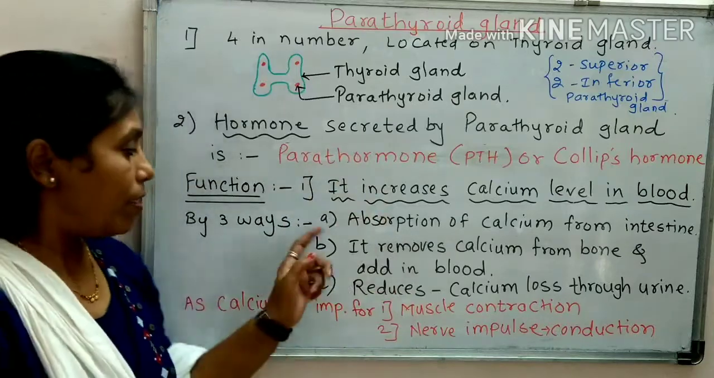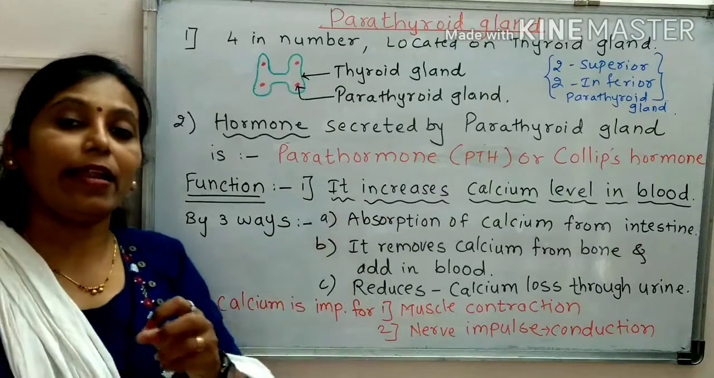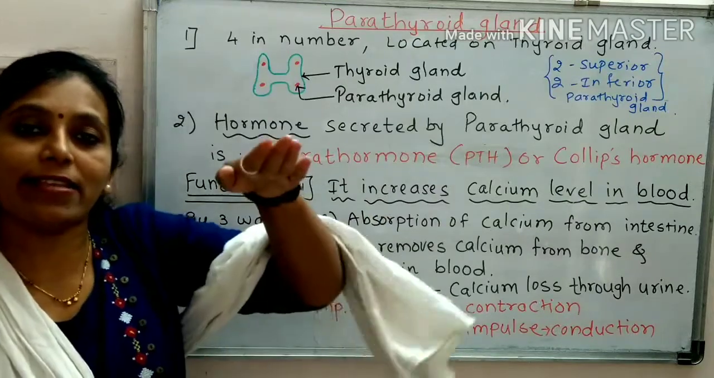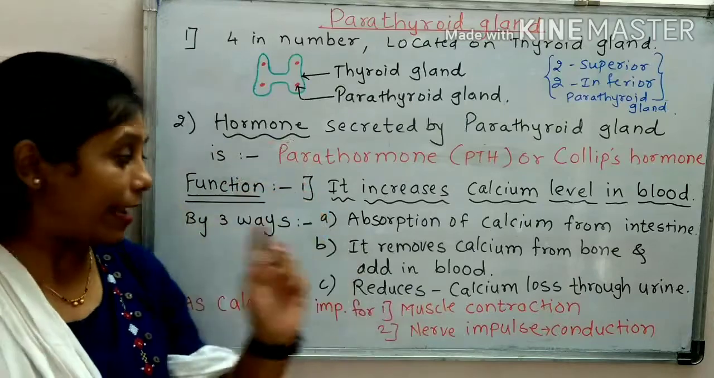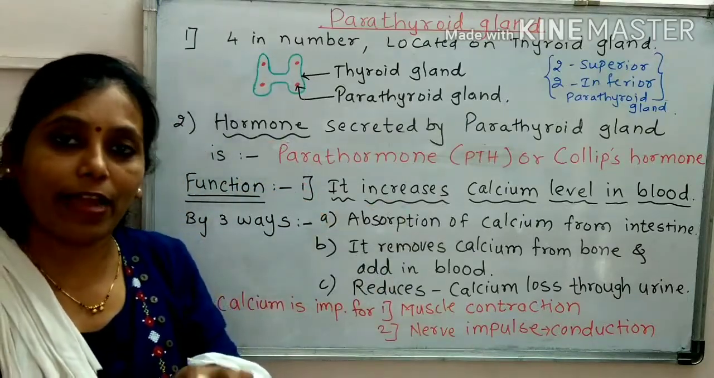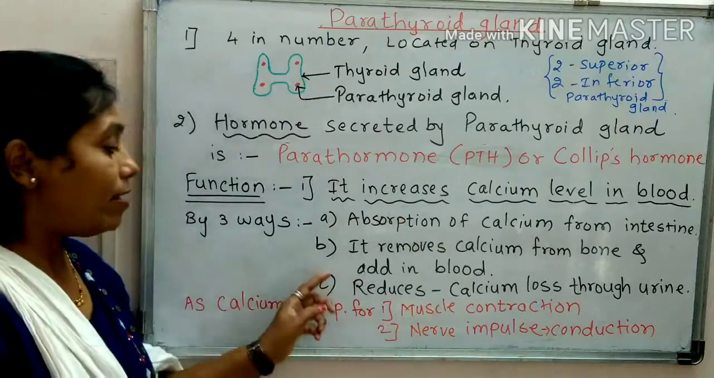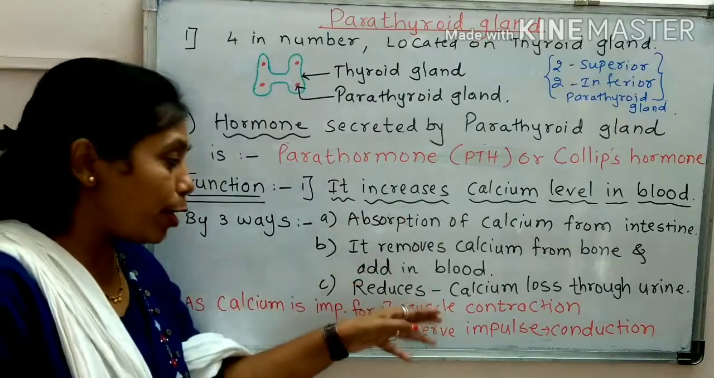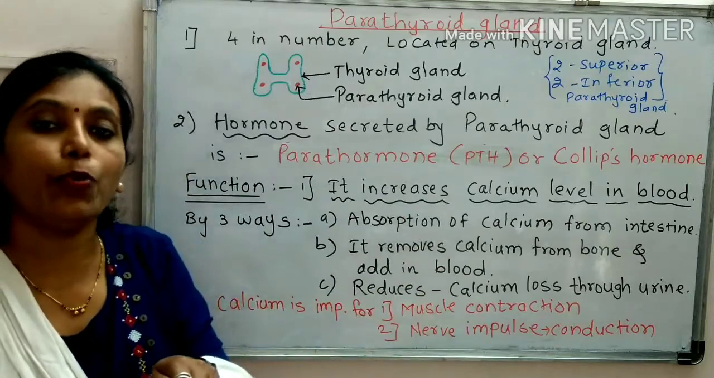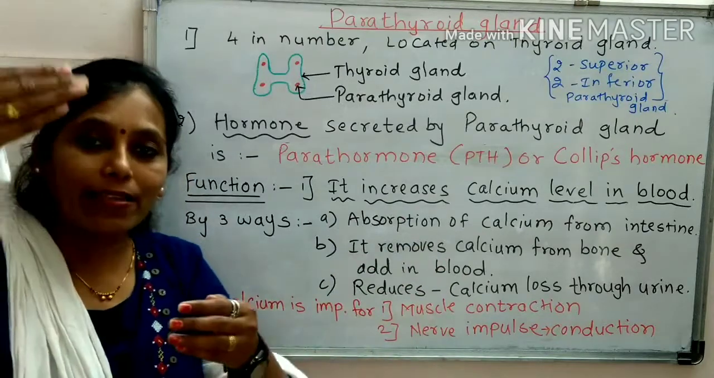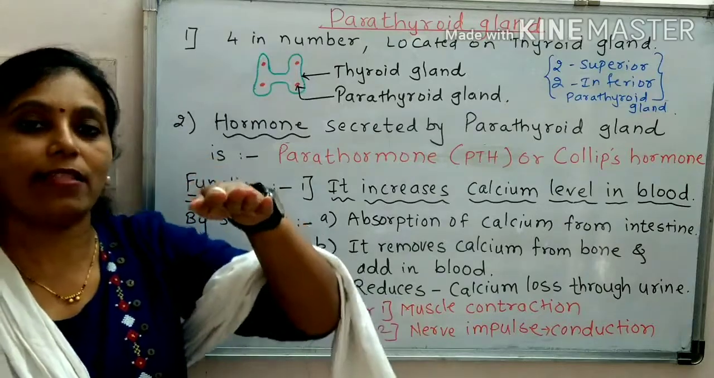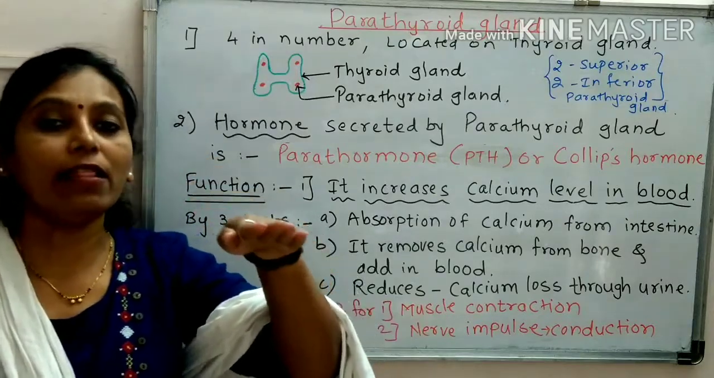Let us study. The first way, it directly absorbs the calcium from the intestine and increases the level in the blood. Second way, it removes the calcium from the bone itself and adds it to the blood. And the third way, it also reduces the calcium loss through the urine. It means by these 3 ways, this parathormone increases the calcium level in the blood.